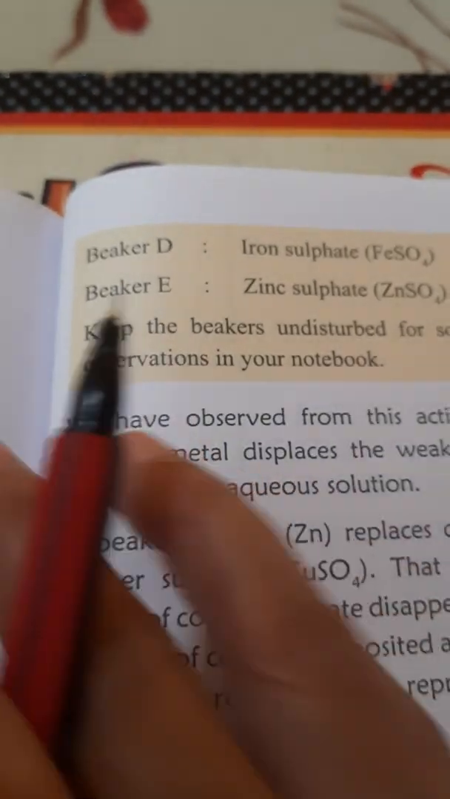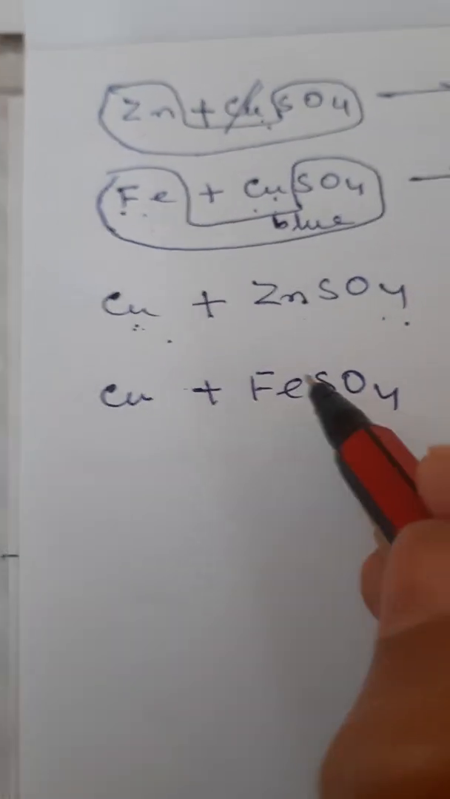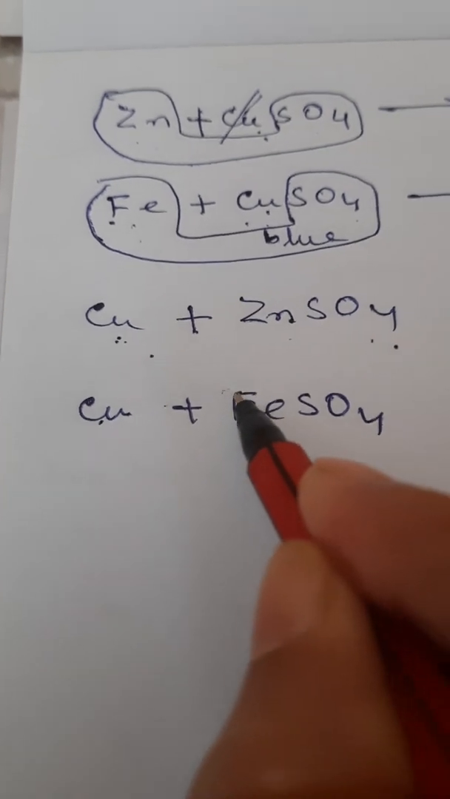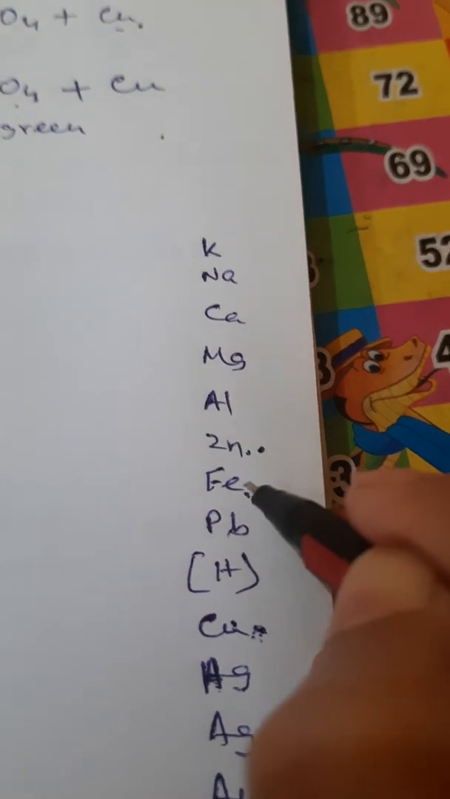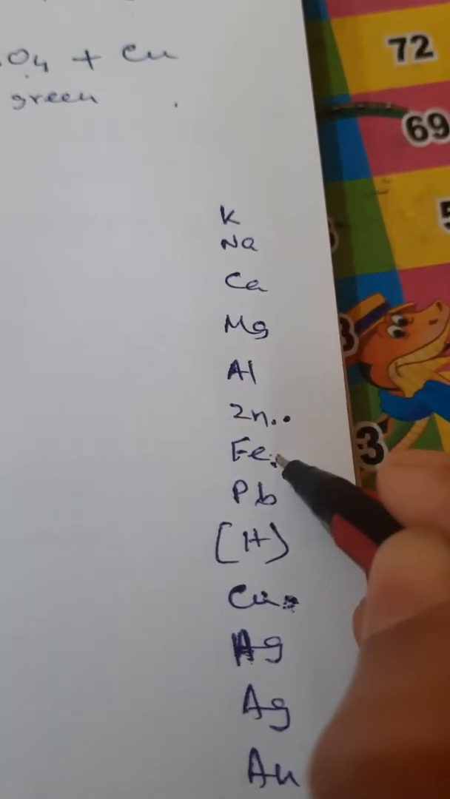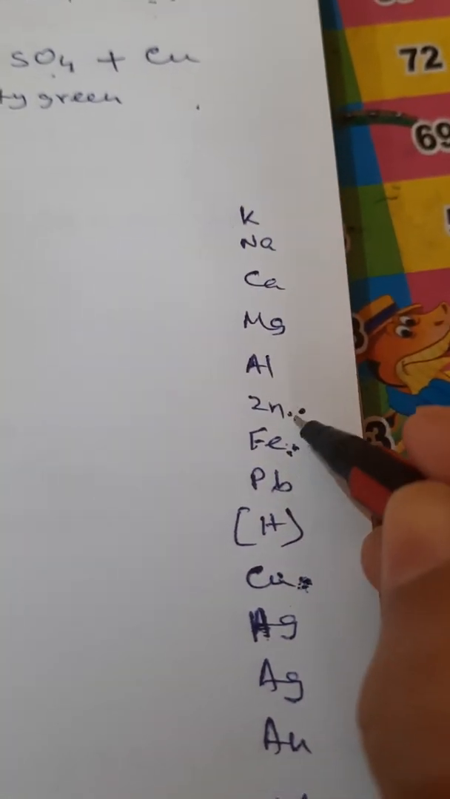Clear, children? Now, in beaker D, some copper is kept in iron sulfate solution. Here find out these two metals, one is copper and another is iron. Now find out their position in the reactivity series of metals. Look here, here is iron and here is copper. That means iron is quite above copper. So copper is less reactive than iron.